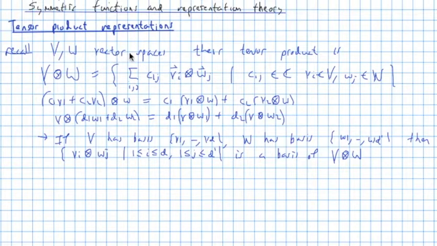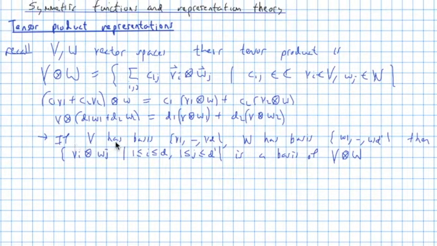If V and W are vector spaces, their tensor product, V tensor W, is the set of linear combinations of the vectors, which we write of the form Vi tensor Wj, where Vi is in V and Wj is in W. And this notation is linear in the first coordinate. So if we tensor C1V1 plus C2V2 with W, it's linear in that coordinate, and also in the second coordinate. So if we have V tensor D1W1 plus D2W2, that's linear.